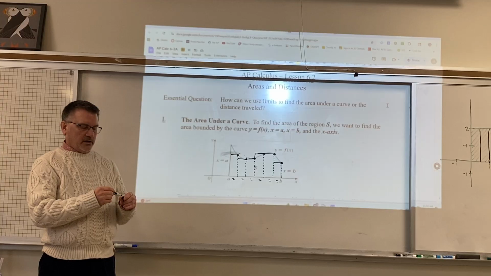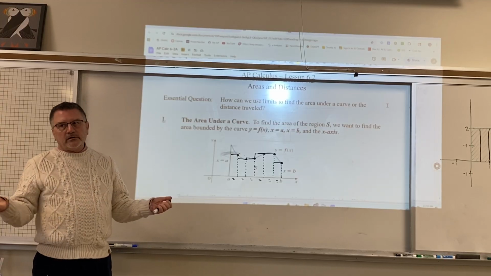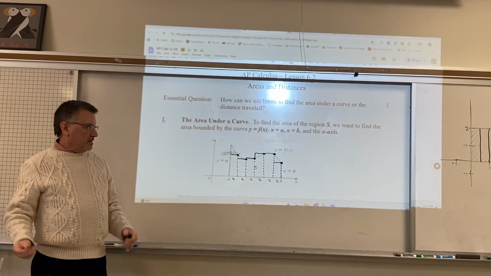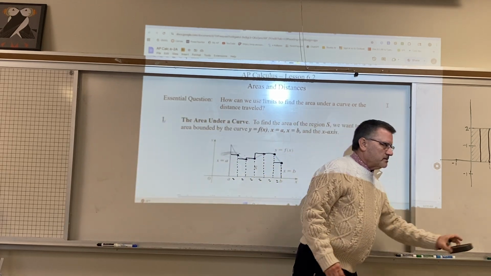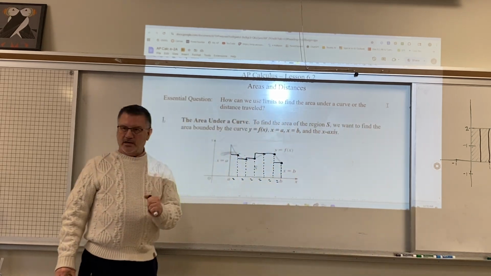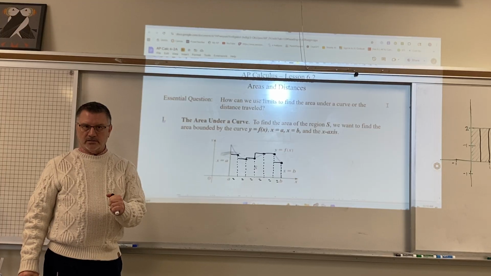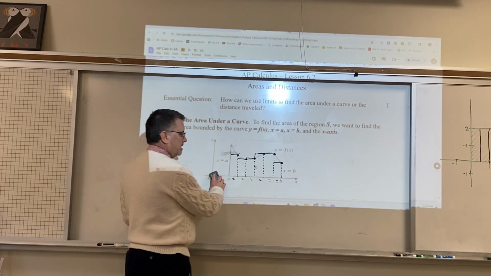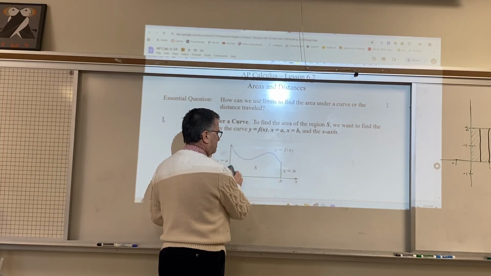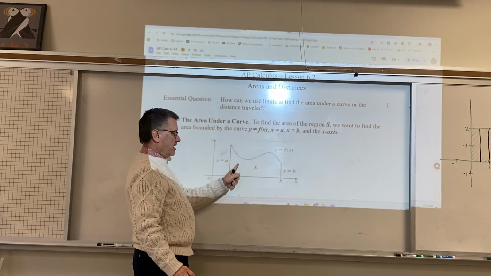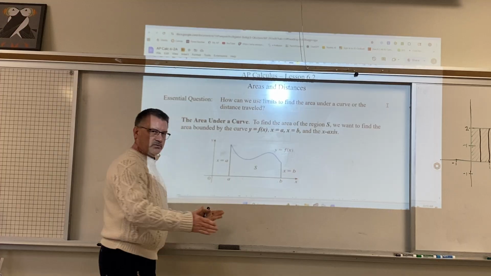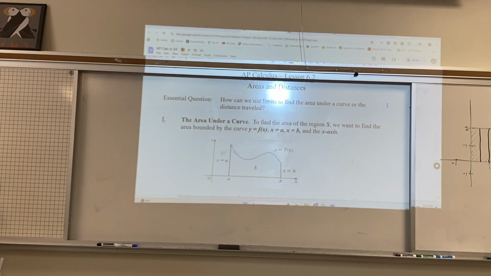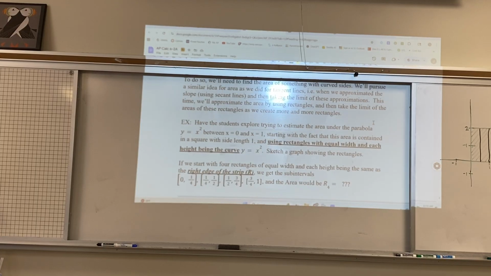But that's what we're going to try to do. Because we know how to do rectangles, we're going to find the area of a bunch of rectangles. We're going to make the base the same, because that'll be easy. The height will change, and the height will depend on the height of the curve at a particular value of x. That's where we're headed.